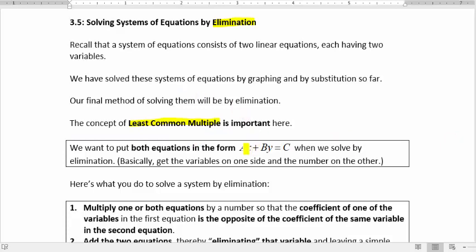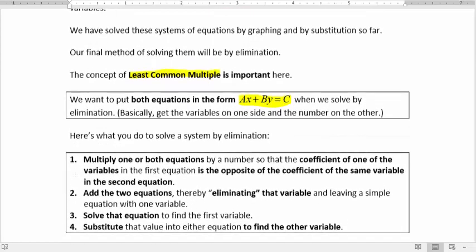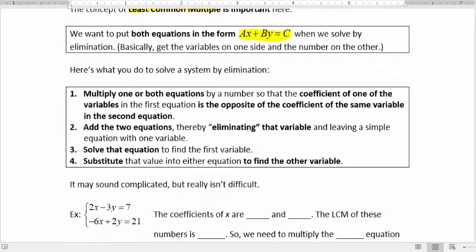And the other thing is that generally speaking, when you're going to solve these systems by elimination, you want to get them into that ax plus by equals c form. So basically you're getting all the variables on one side and then the constant by itself on the other side. That's sometimes called the general form of a line, right? We've looked at slope-intercept form of the line. The ax plus by equals c form is sometimes called the general form of a line.